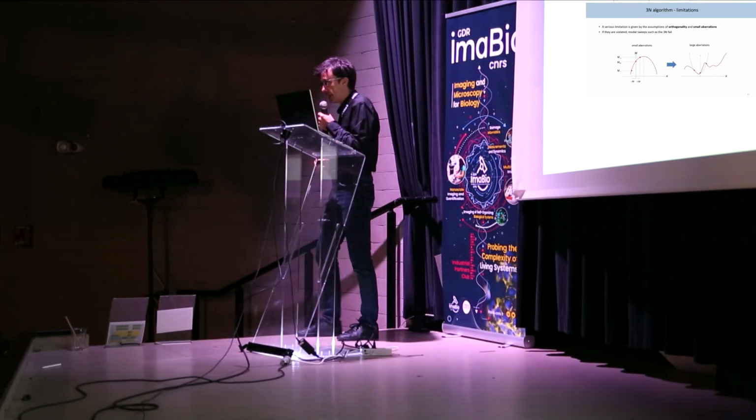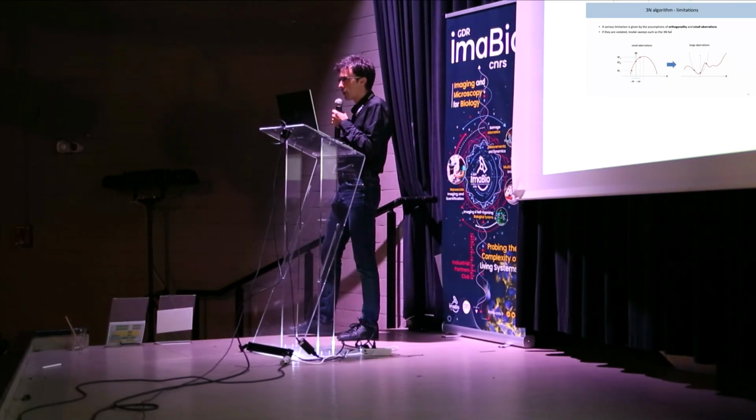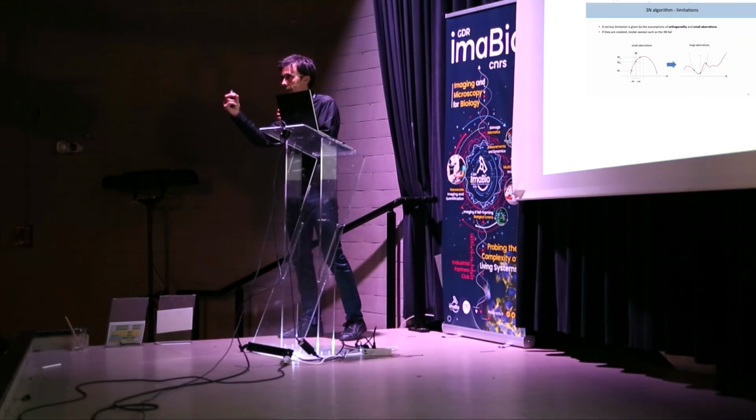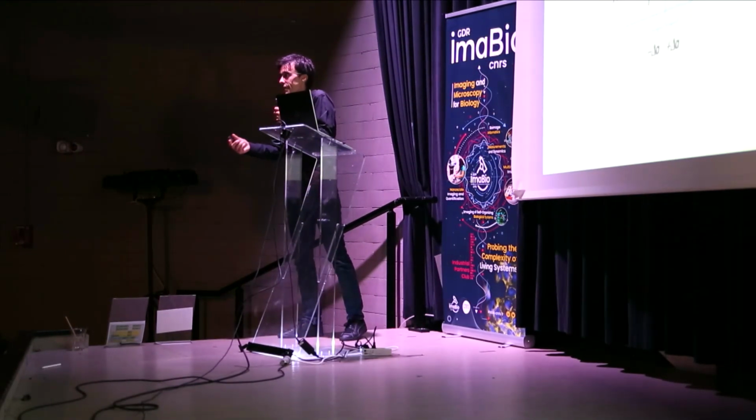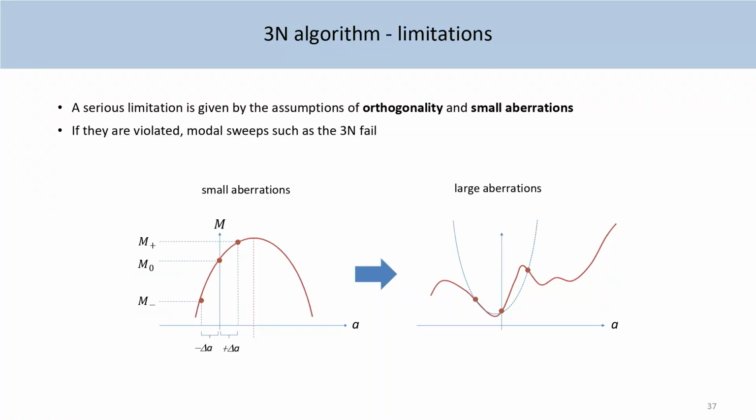Why does the 3N fail? I mentioned before, there is one important assumption: that I have small aberrations. Otherwise, I'm not close enough to the local optimum, or to the global optimum, in my optimization space. I'm somewhere in my n-dimensional optimization space, and then the optimization problem is similar to those optimization problems you solve on a computer. It's really hard to find the global optimum.